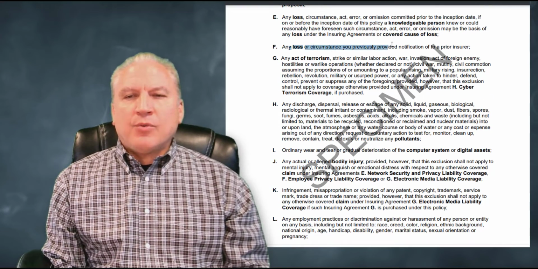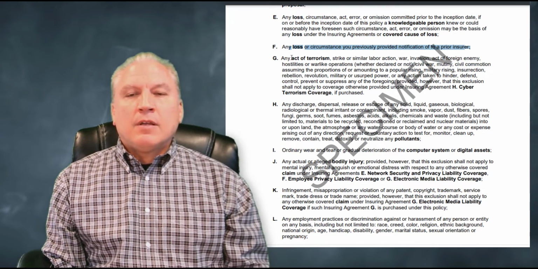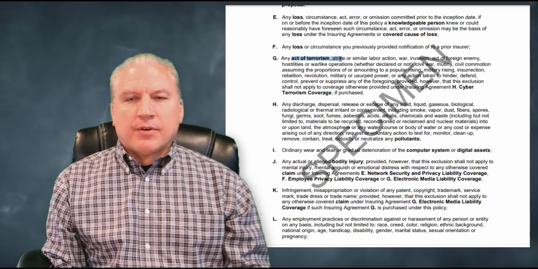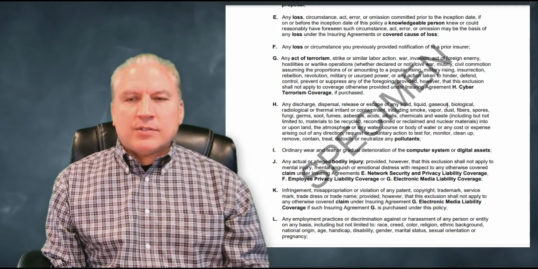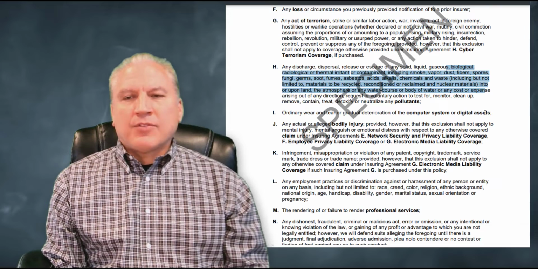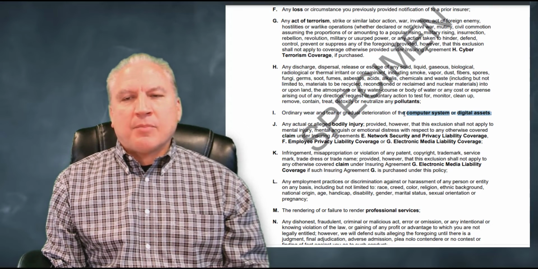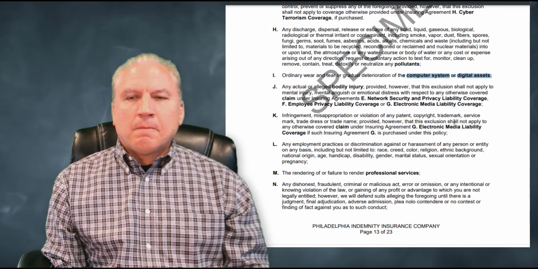Any loss that you previously noted to any prior insurer, not going to be covered. Terrorism, not covered. Also, environmental damages. So if your computer system gets hacked and it releases nuclear radiation into the atmosphere, not covered. Doesn't cover ordinary wear and tear, like something breaks. That's normal.